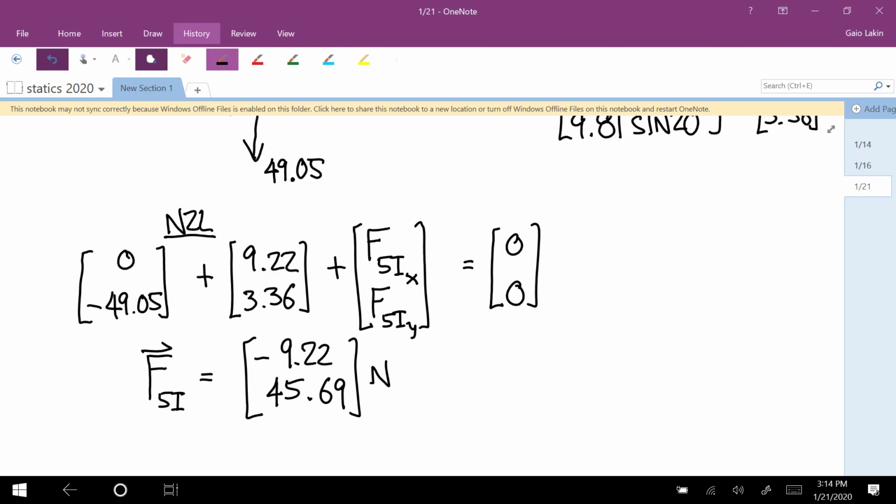Any questions about that? So I just did it as if it was two totally separate equations. So the first equation says 0 plus 9.22 plus F x equals 0. That's all for F x. And then the second one says negative 49.05 plus 3.36 plus F y equals 0. So I'll put that in.